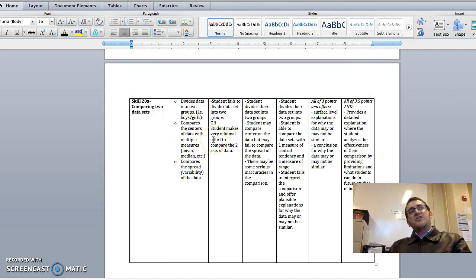I'm also going to expect that you're comparing the centers of the data. So you're going to be thinking about which set of data is going to have a higher mean and median. You're going to compare the spread and the variability of the data. Which data is more consistent and has less variation? Which data has more variation? Particularly effective posters are going to be thinking about what are the limitations, and what could be done in further studies to improve.